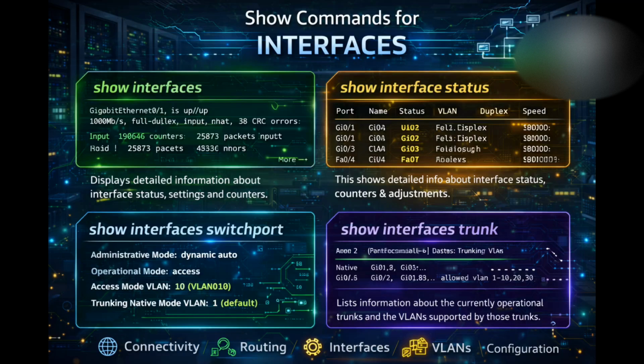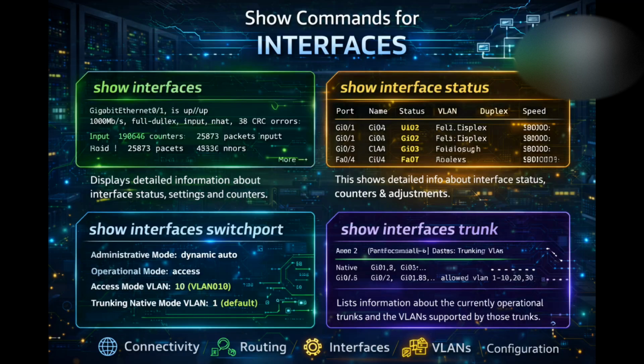Now, show interfaces switchport. This command displays layer 2 configuration of a port. It shows access VLAN, trunk mode, native VLAN, and allowed VLAN information. Whenever a PC cannot access the network or VLAN communication fails, this is the command you should verify.